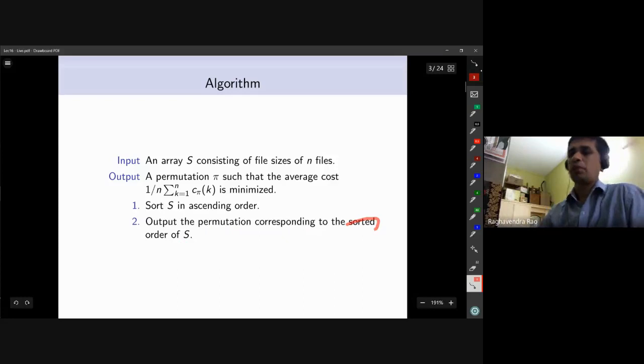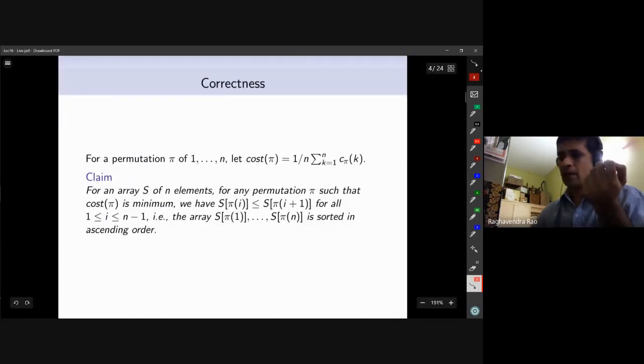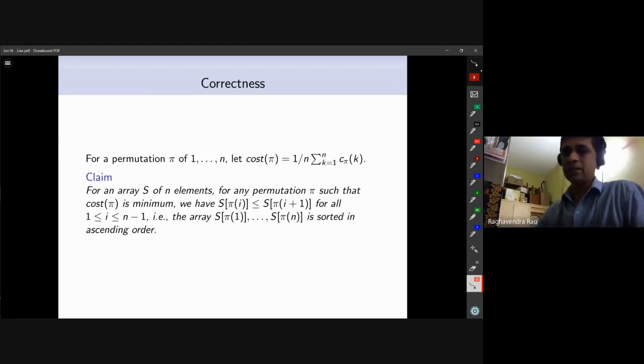That is, what permutation you need to apply so that the array becomes sorted in ascending order. We just output that, because that is the ordering in which files have to be stored, or in other words, you store the files in the ascending order of their file sizes. That is the solution. So we were looking at correctness.